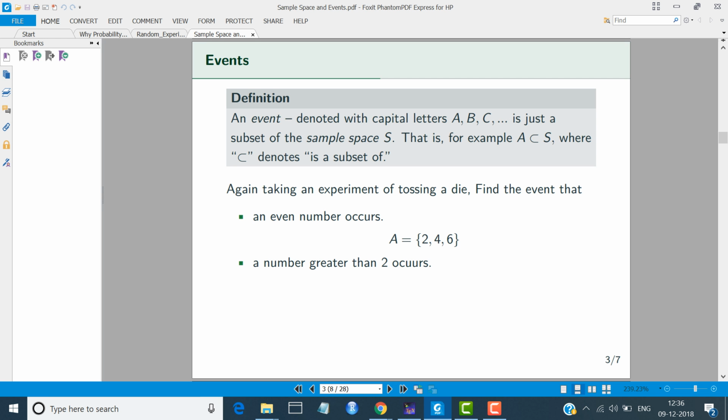Now, a number greater than 2 occurs. What are the possible outcomes for this event? 3, 4, 5, and 6. This is also an event.